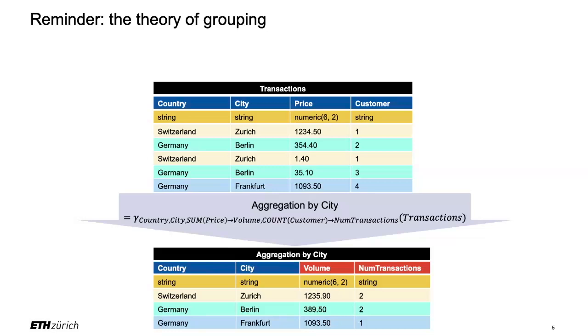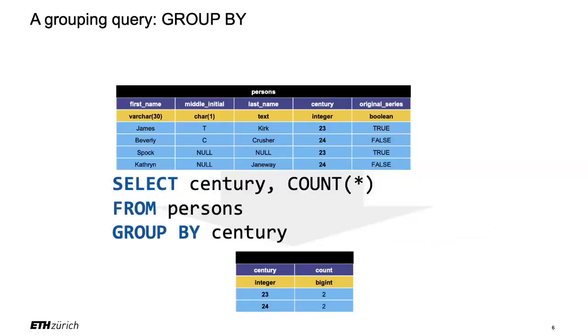Well, it's even easier than this gamma Greek letter stuff because we just say group by. So this is a new clause that we can use. Here we group by century. So it means century is my grouping key. That would be the one that is on its own. And then what do I aggregate? Well, I just count. So basically, I group all of the tuples by century, not country, century. And I count how many there are per century.